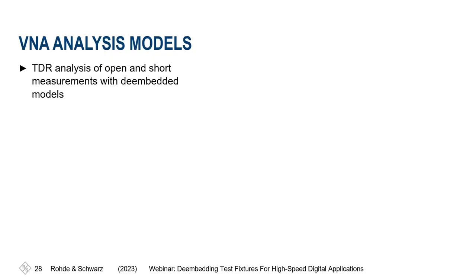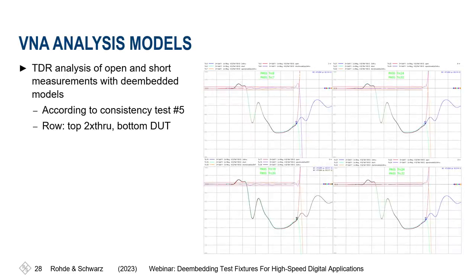Going forward, we now analyze the VNA model, the models created with the VNA. We use the TDR analysis of the open and short and de-embed that with a model. This would be what I labeled before, the consistency check number 5. Here we have 4 diagrams. The top row indicates that we use the 2x through. The bottom row indicates that we use the DUT.